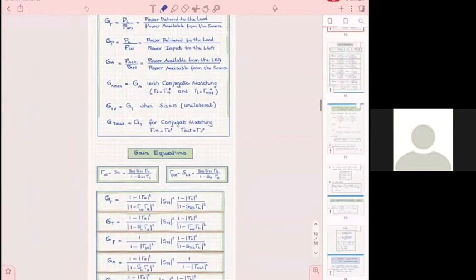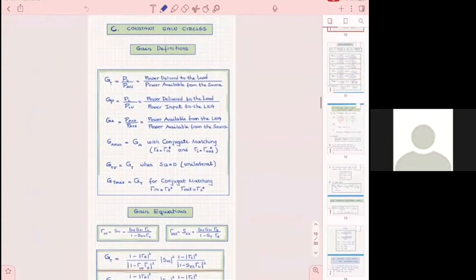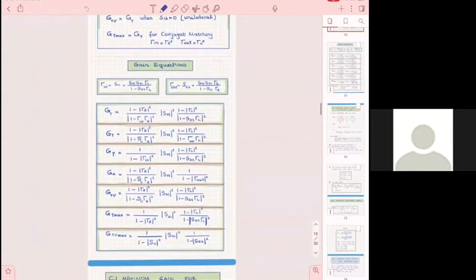If you go here, all of these definitions we have put together, and these are the equations. So the definitions: the available gain is the power available from the LNA to the power available from the source. This is the available gain, all right?